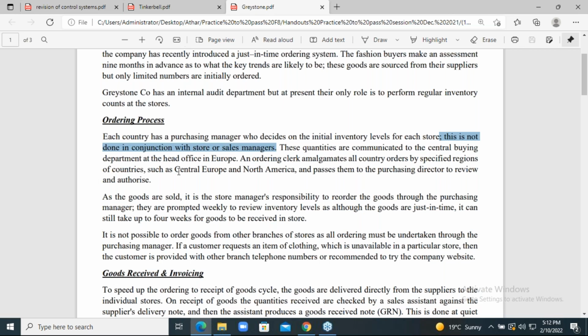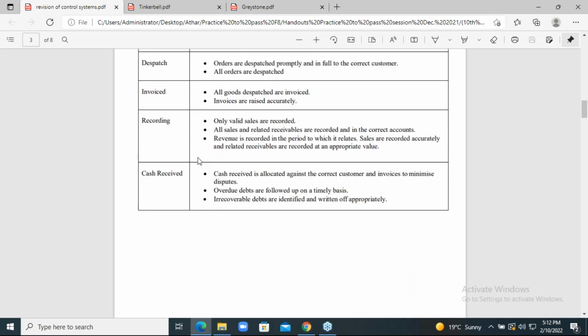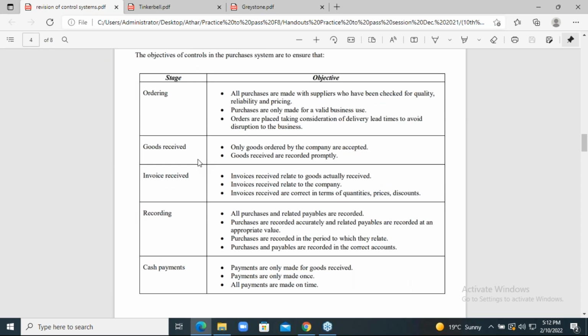Now the point that is written here is that this is not done in conjunction with the store or sales manager. Now if we go back to the purchase system, we can see that there are once again 5 stages of the purchase system. And the objectives written are here.